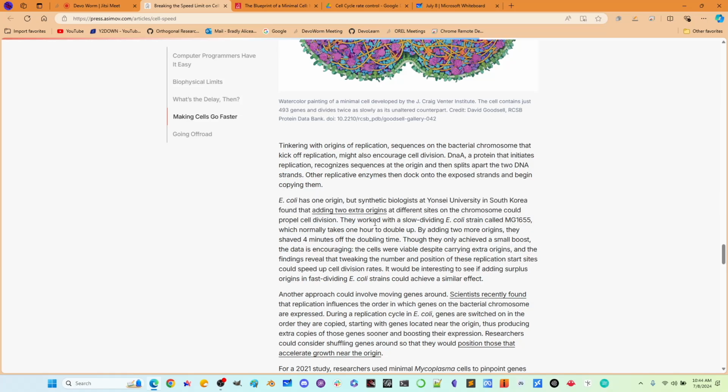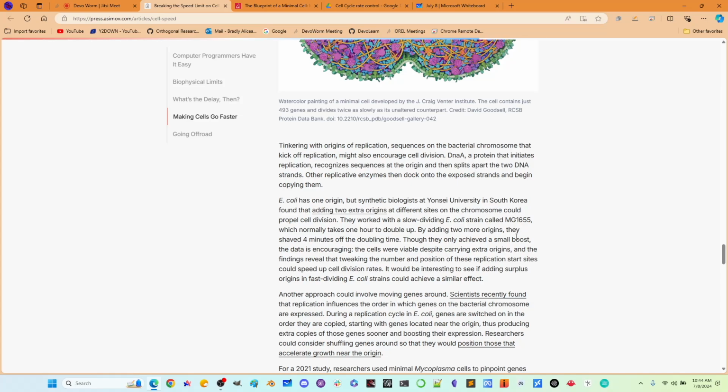So they worked with a slow dividing E. coli strain called MG1655, which normally takes 1 hour to double up. By adding 2 more origins, they shaved 4 minutes off the doubling time. So this is probably trivial in terms of doubling time, because you would think it might be cut by a third, but it only shaves 4 minutes off the doubling time.